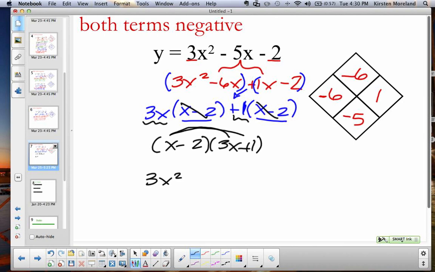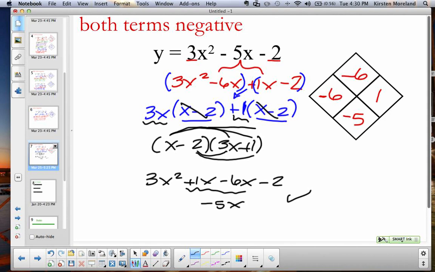So you get 3x squared plus 1x minus 6x minus 2. Add your like terms in the middle here, and that is a negative 5x. So I've gotten my factoring right, so this is my final answer.